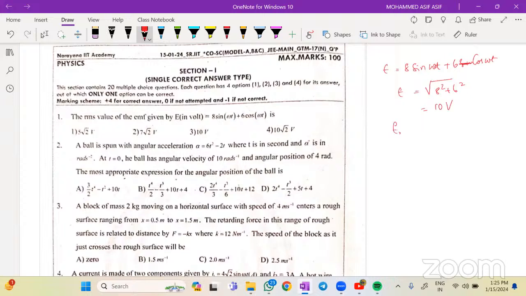So the E RMS value will become how much? E RMS is equal to E naught divided by root 2. So this is E naught, that is 10 divided by root 2. 10 divided by root 2 is how much? 5 root 2 volts. So this should be 5 root 2 volts.